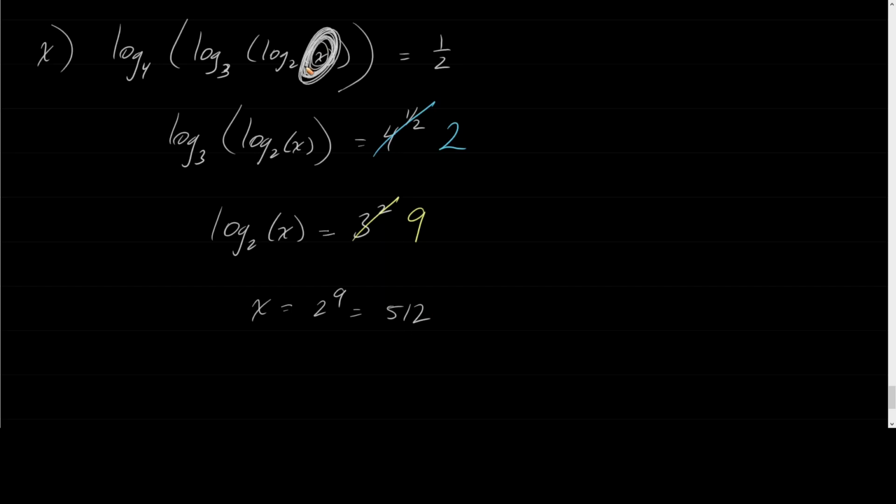All right. And there's nothing wrong with 512, because inside here, we needed to make sure that x is greater than 0, right? That's the domain of this problem. 512 is definitely greater than 0. So that's our final answer.